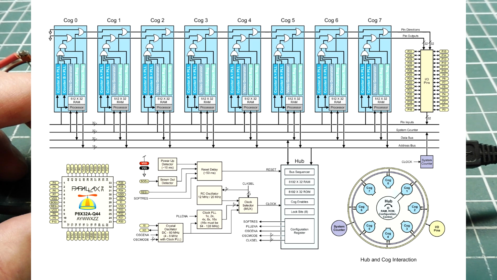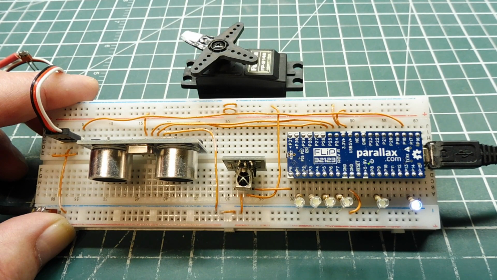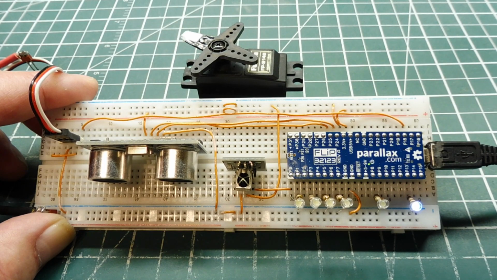It has 8 cores. It has 8 32-bit microcontrollers on board. It runs on 3.3 volts, and it's clocked at 80 megahertz. Each one of these cores, these microcontrollers, are called cogs, and there's 8 cogs, labeled 0 to 7. Normally, a microcontroller can only do one thing at a time, so we use interrupts to make it look like we're doing more than one thing at a time. But the Parallax Propeller actually has 8 microcontrollers on board, so we can run 8 tasks independently without interrupts.